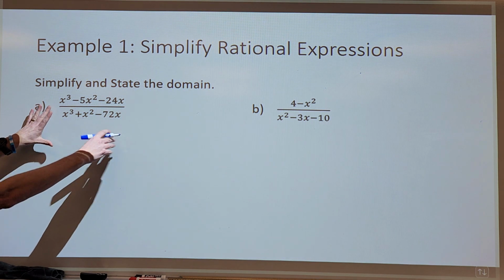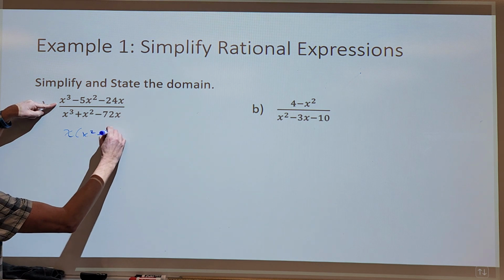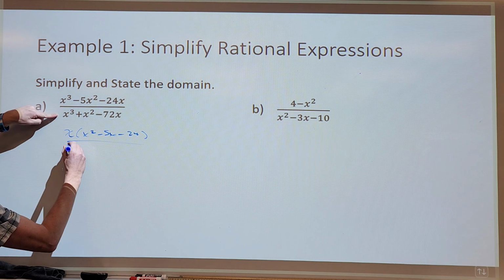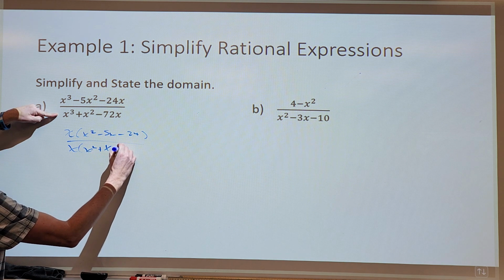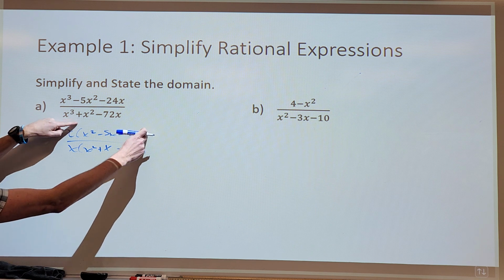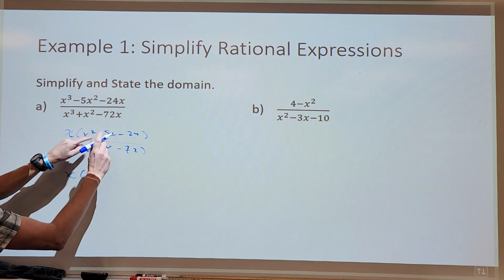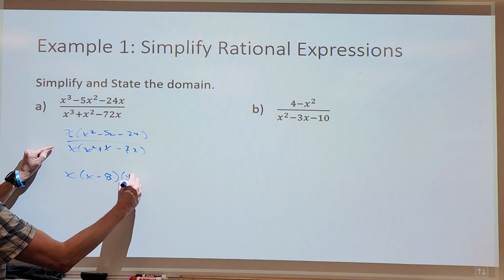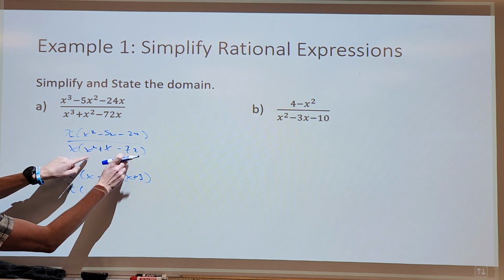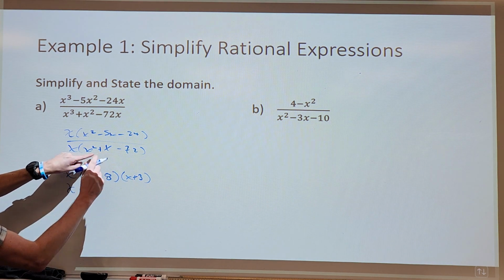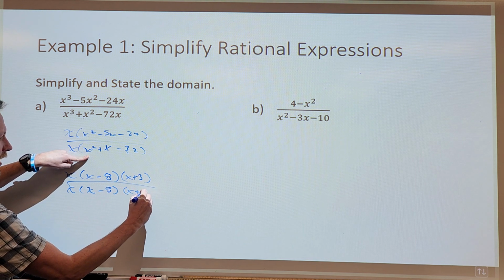And so we're going to recognize that when we factor this, we can factor out an x on top, and that gives us x squared minus 5x minus 24. In our denominator, I factor out an x, and I'm left with x squared plus x minus 72. This quadratic I can factor as factors of -24 that add up to -5 are going to be a -8 and a +3, and so I can factor that as such. Over here, factors of -72 that add up to 1 are going to be a -8 and a +9.